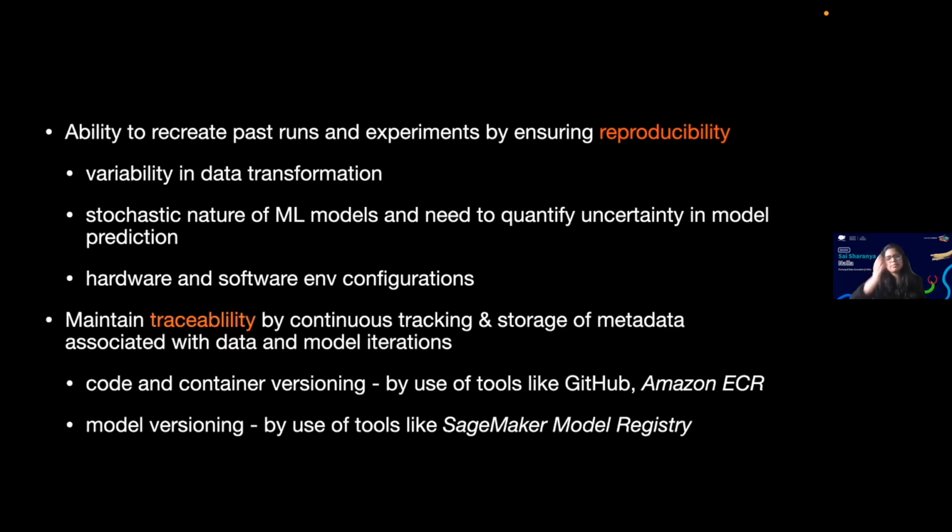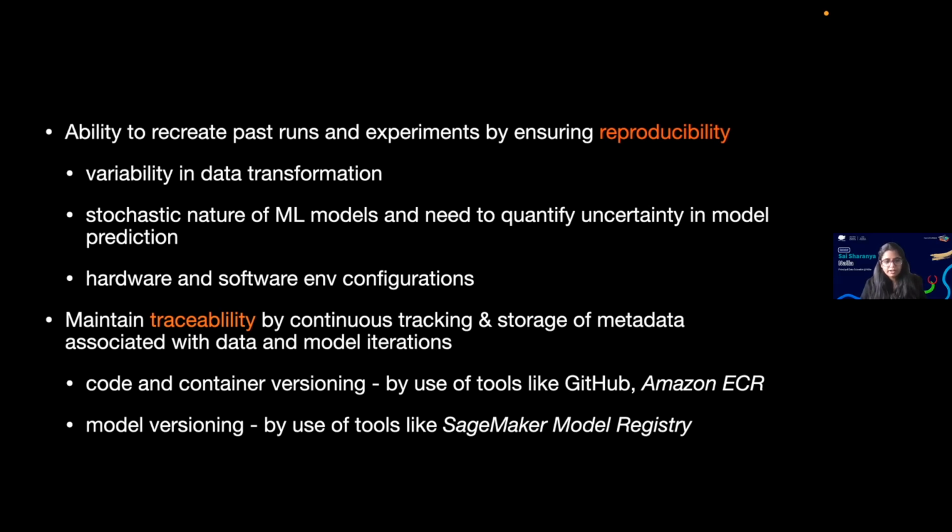The next aspect is maintaining traceability. Traceability can be maintained by continuously tracking and storing the metadata associated with your data and model iterations. So this basically includes everything like which modeling technique was used to build a model version, what train, test, validation data sets went into that particular model version, where is that data located currently, what is the location, which model and what hyperparameters were actually used to train that particular model version, and what were the performance results of that model, and is that model currently in production, or what version is it? Saving all this metadata becomes a really crucial step.